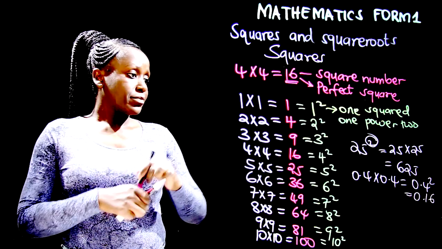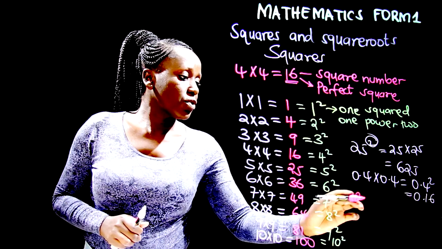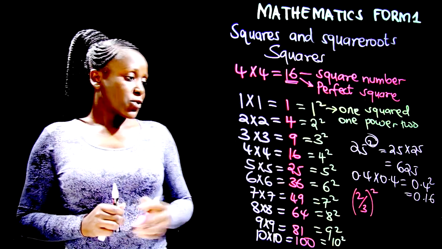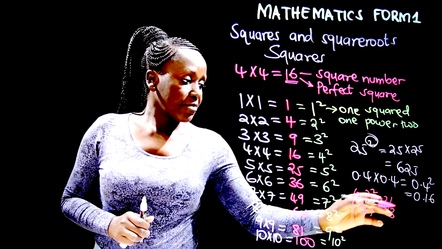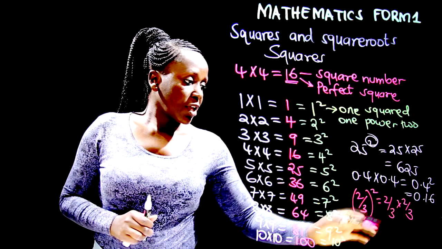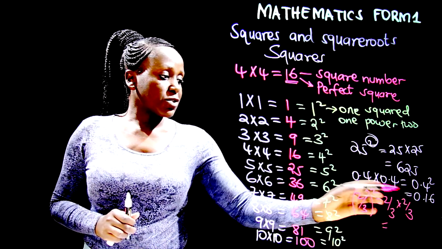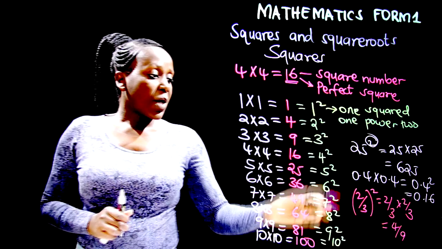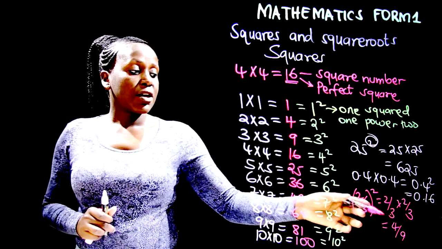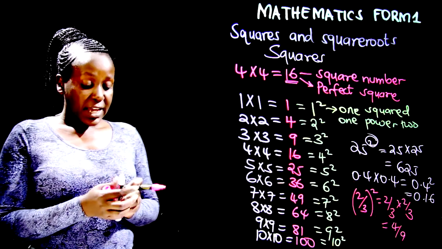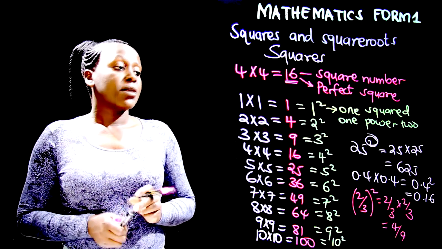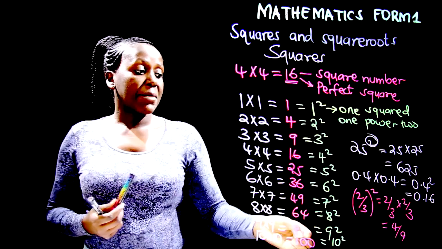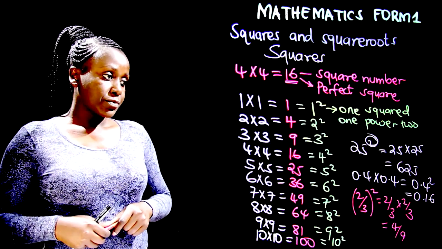If it is a fraction, if you have 2 over 3 squared, okay? 2 over 3 squared means 2 over 3 times 2 over 3. So this will be equal to 2 times 2, which is 4, 3 times 3, which is 9. So the square of 2/3 is 4 over 9. So you can get the square of any number, whether it is a whole number, like these whole numbers, or a decimal number, or a fraction.